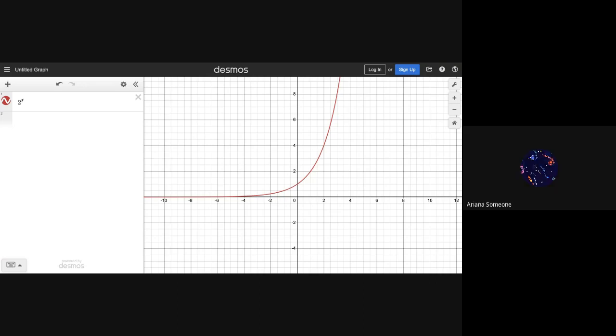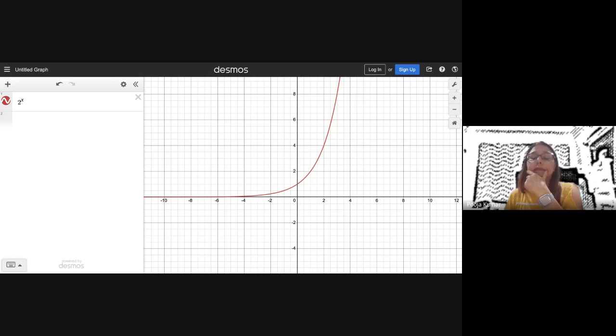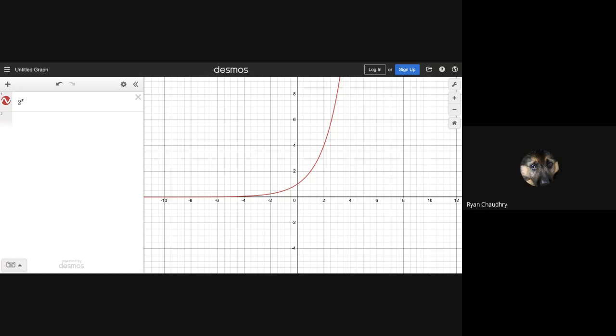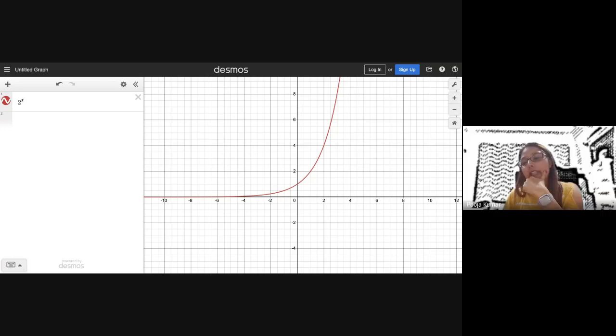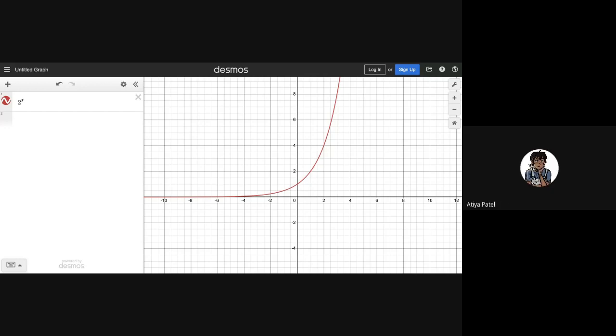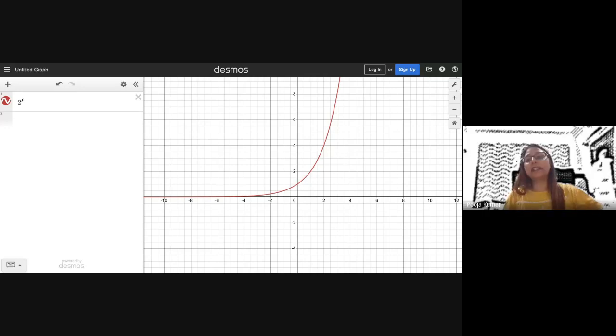Can you answer this? What is the answer for 2 raised to power 3? 8. It's -0.125? No, don't put it in the calculator. I want the answer without a calculator.